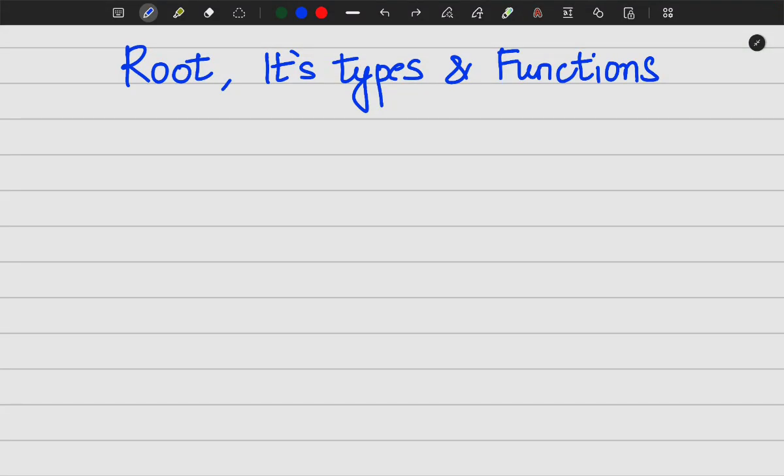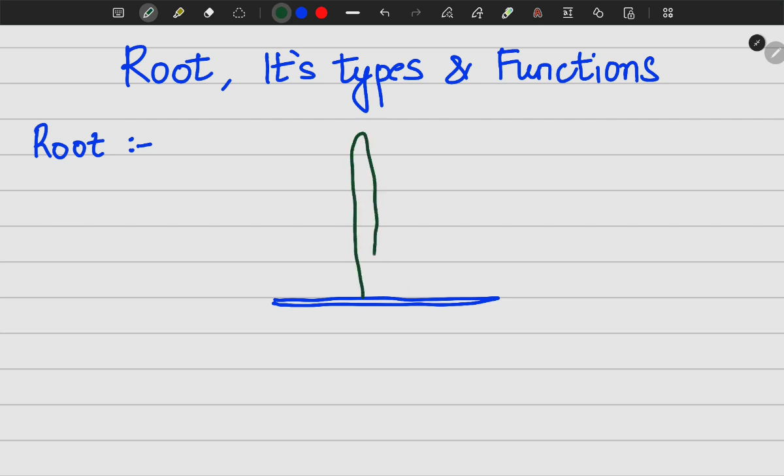In today's session, we are going to study about root, its types and functions. So first of all, what is a root? If we look at a plant which is growing on a soil, then the plant has got two parts, one which is above the soil and one which is below the soil.